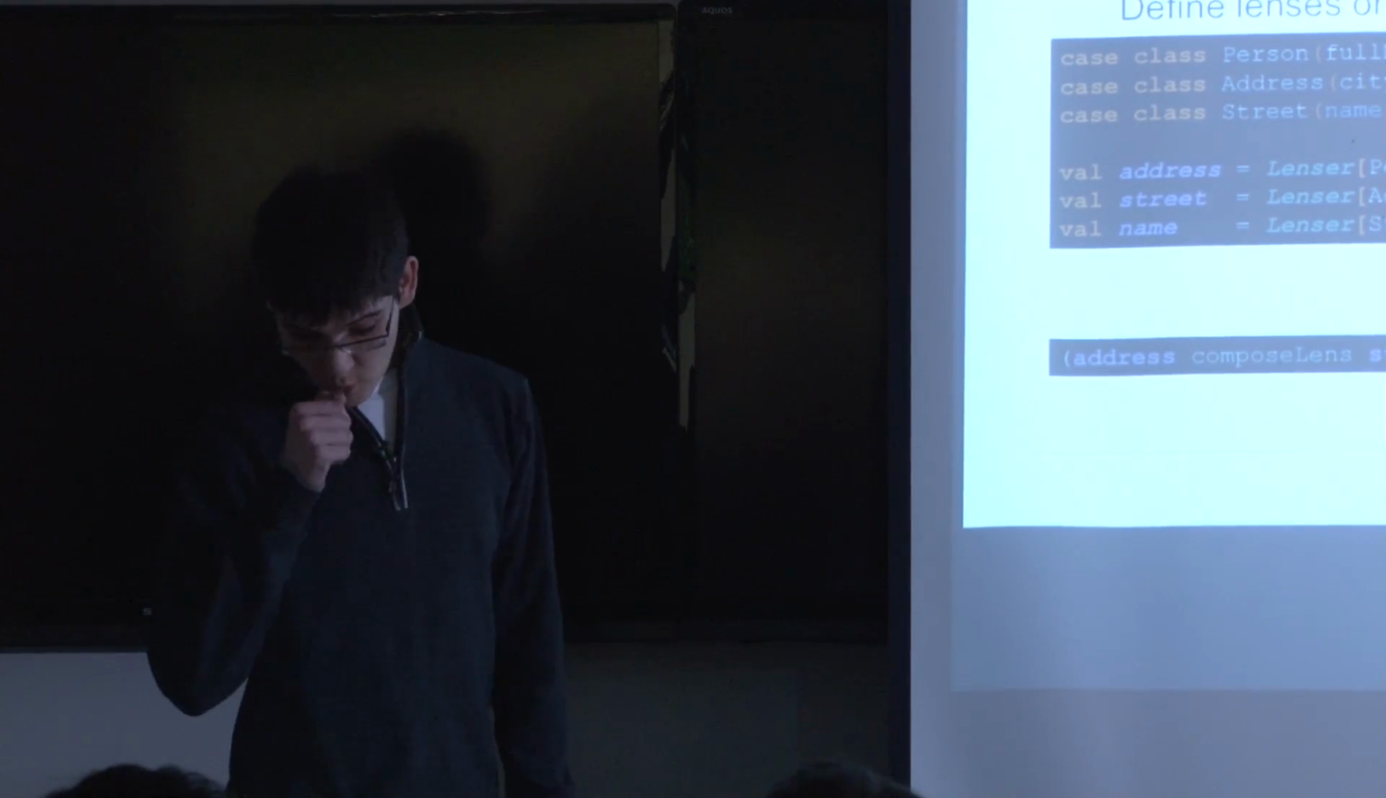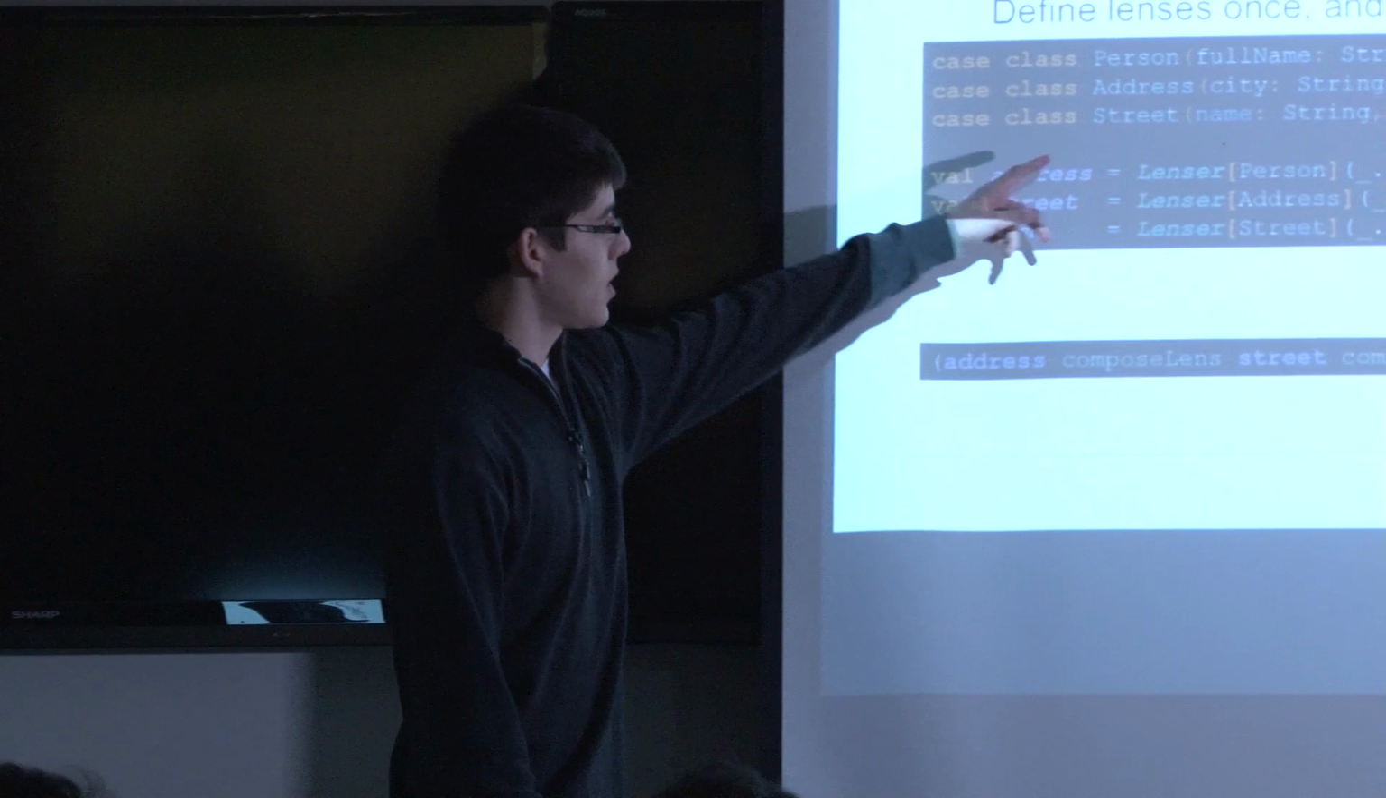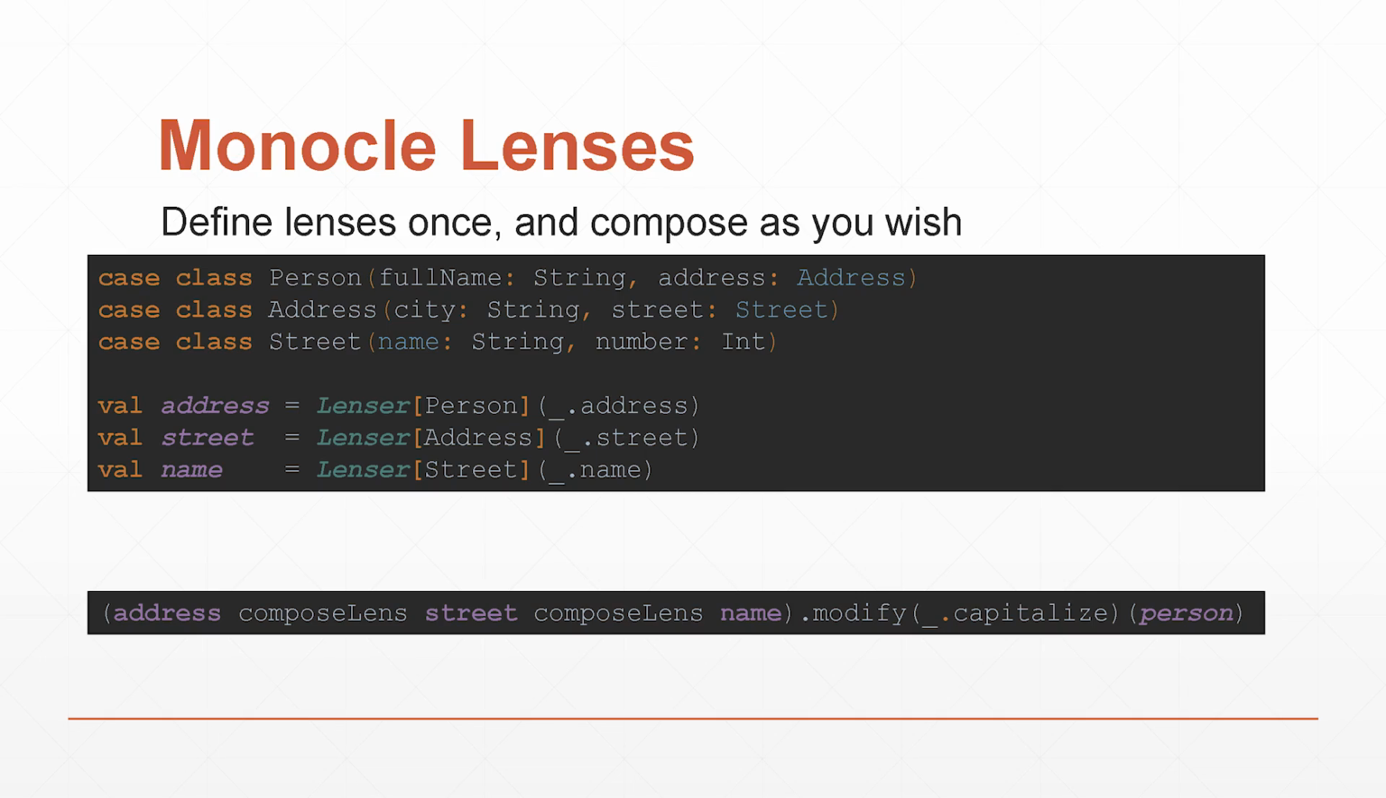So with Monocle, we can define lenses once for each field in a case class. Here we do it with a lenser. For example, the address lens is a lens from a person to an address, and a street lens from an address to a street, and a name lens from a street to its name. All right? And at the user side, we just compose the lenses, all right? Address compose street compose name, and modify it with a capitalize function.